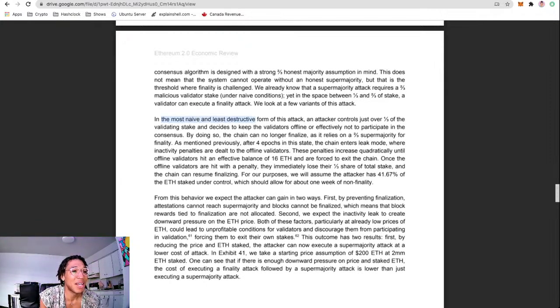Okay. In the most naive and least destructive form of this attack, an attacker controls just over 1/3 of the validating stake and decides to keep the validators offline or effectively not participate in the consensus. By doing so, the chain can no longer finalize.